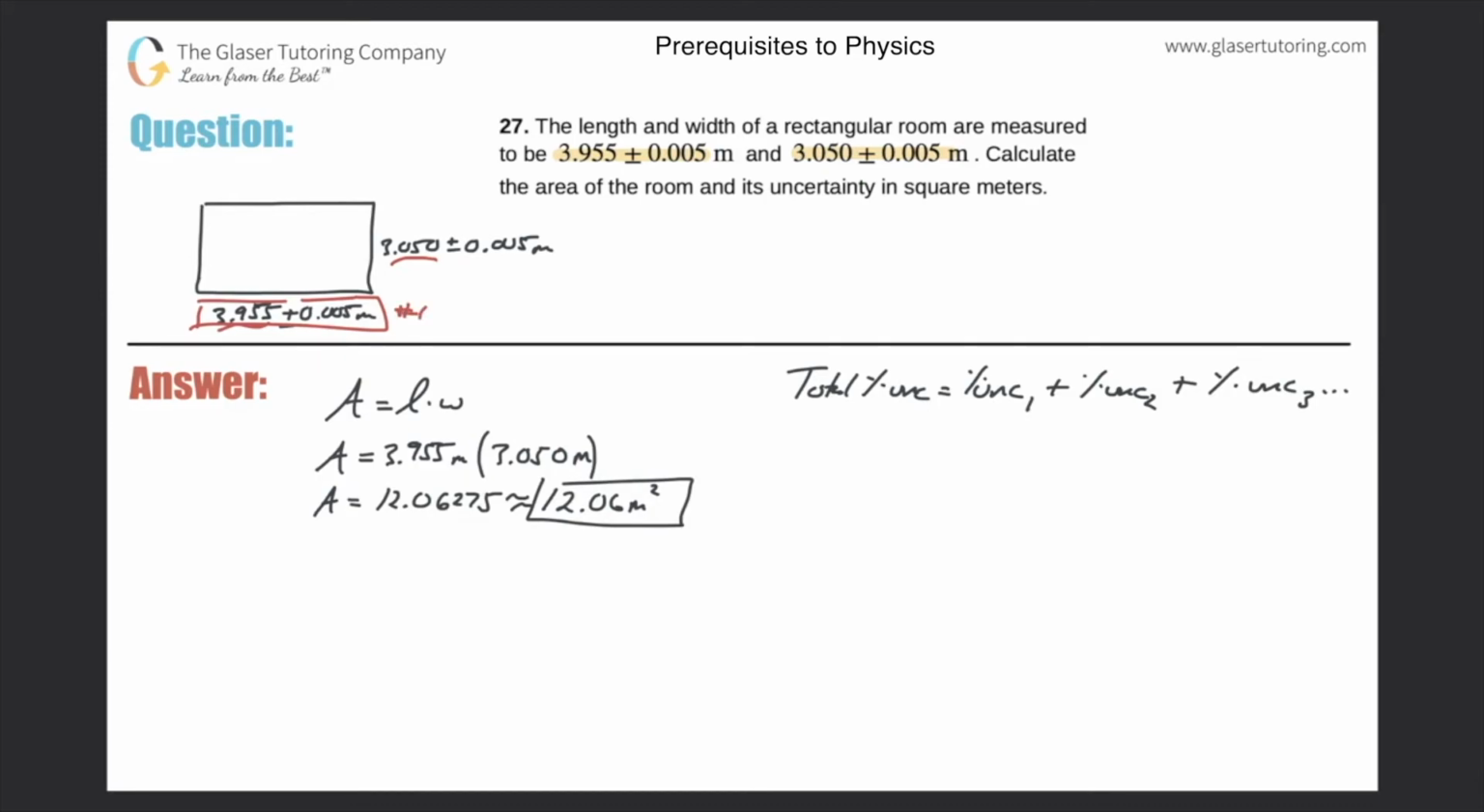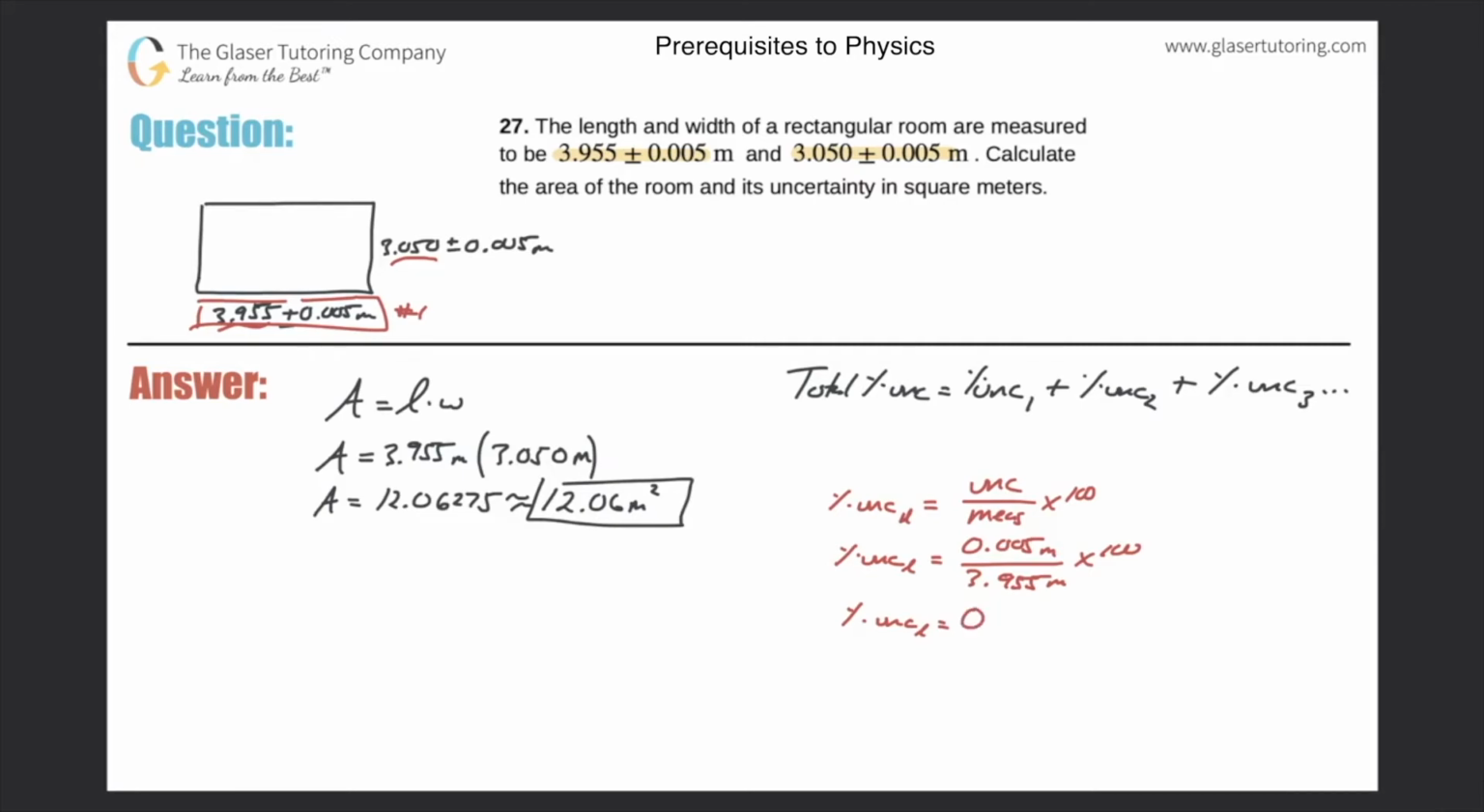So the percent uncertainty of the length is equal to the uncertainty of the measurement divided by the measurement itself, multiplied by 100. So the percent uncertainty of the length will be equal to the uncertainty in the measurement, and they told us it was 0.005 meters, divided by the measurement itself, which was found to be 3.955 meters, multiplied by 100. This is fairly straightforward. So let's do that: 0.005 divided by 3.955, and then multiply that by 100.